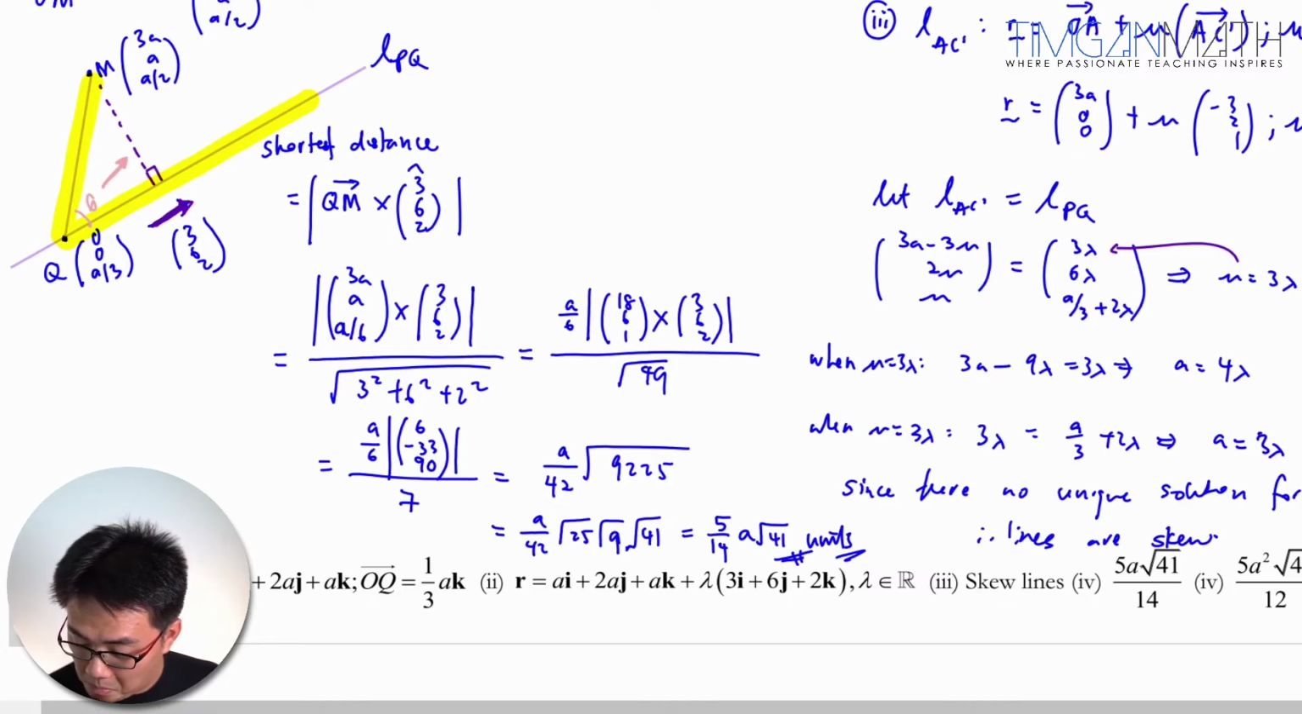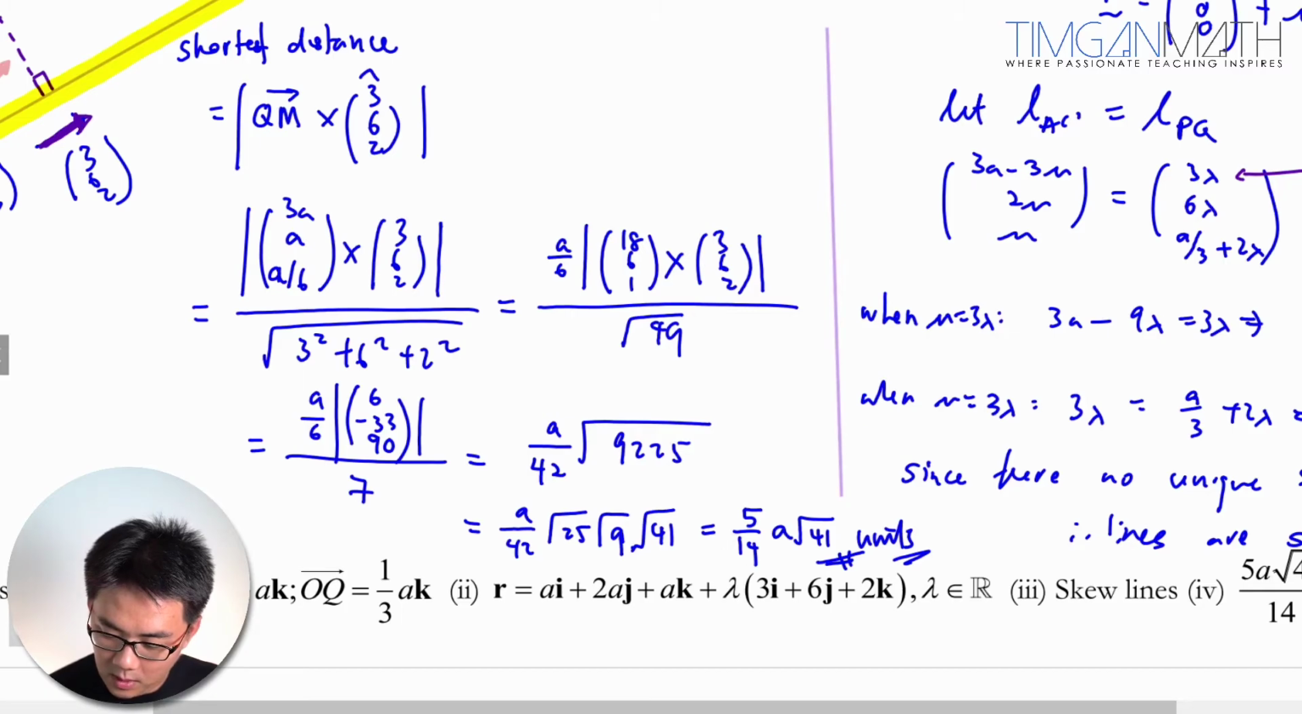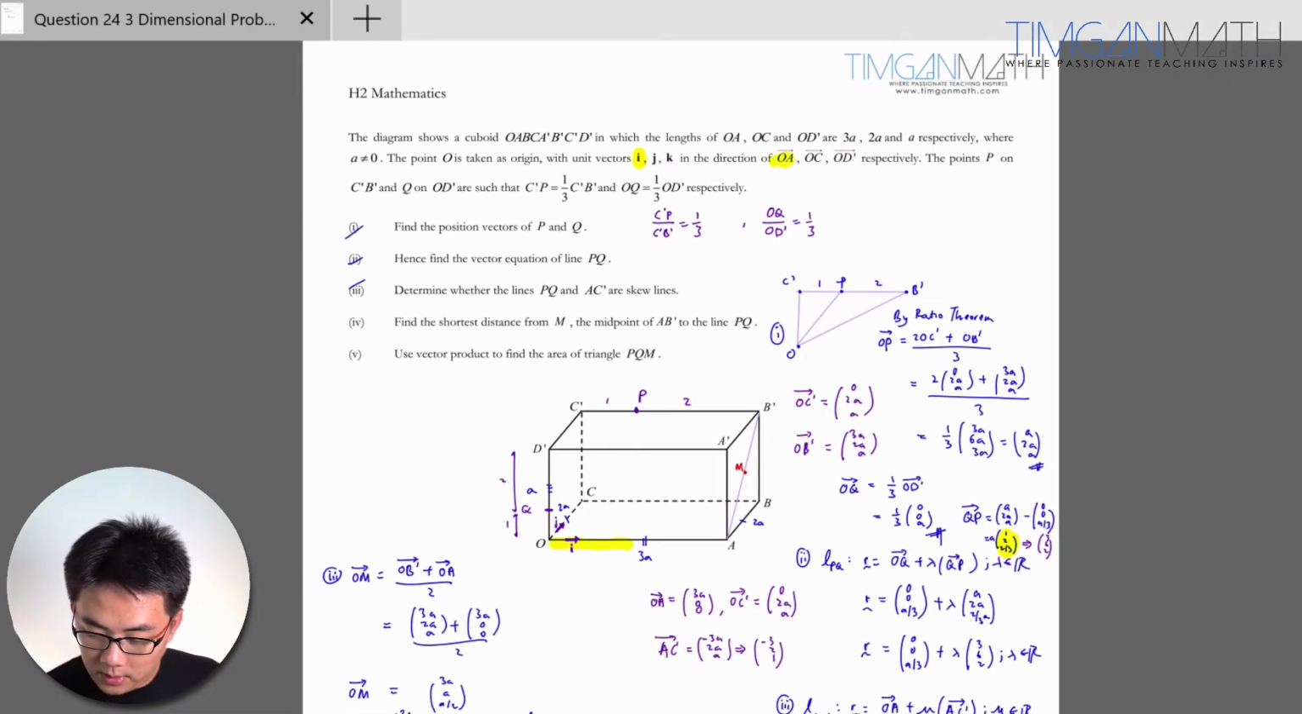What is that? Square. Oh, okay, that's the area. Okay, great. Aha, that's not too bad. That's not too bad at all. Let's look at the last one.